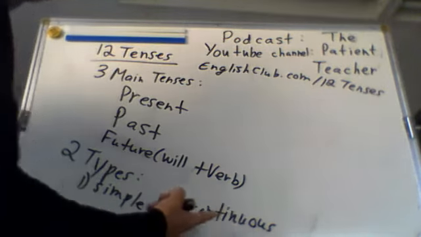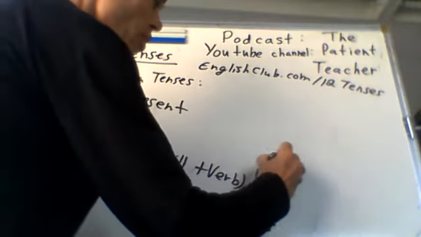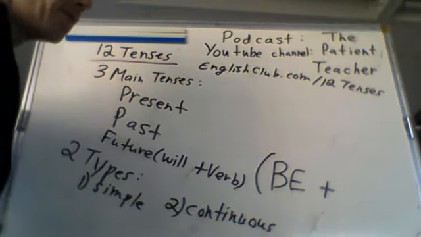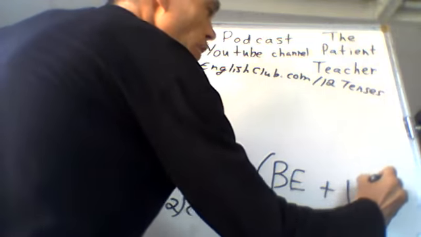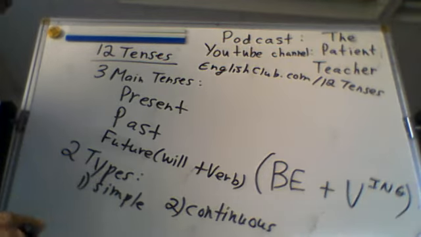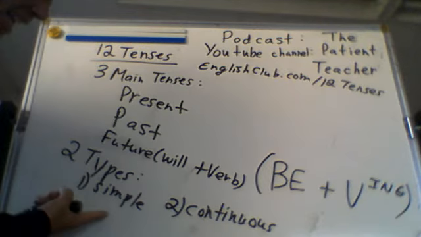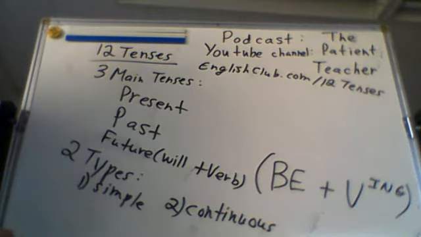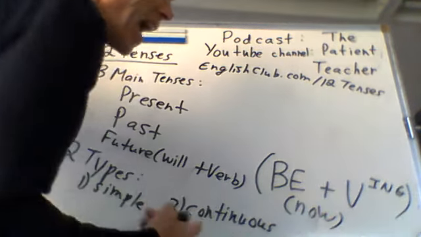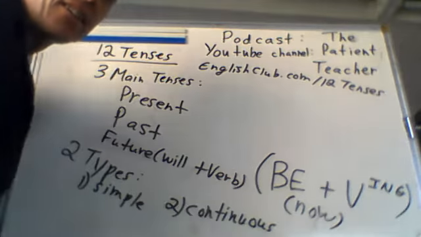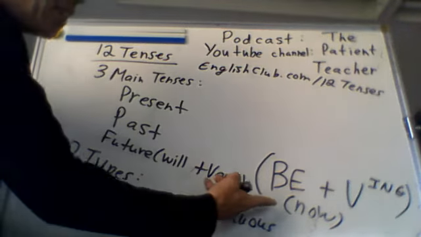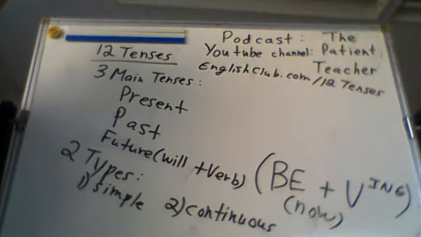Now, continuous is difficult in the sense that you have to remember we use the verb be, okay, and then the verb with ing, okay. So let's make some examples. I eat dinner. But continuous is something you're doing now. Let me put it down here. Now. I am eating. So those are 2 different things, right? Simple is something you do every day. Continuous is something you're doing right now.